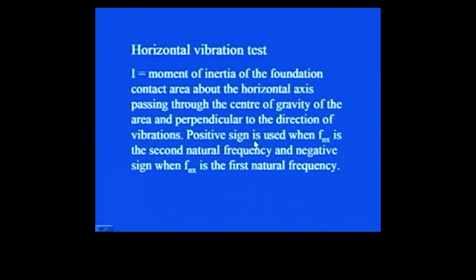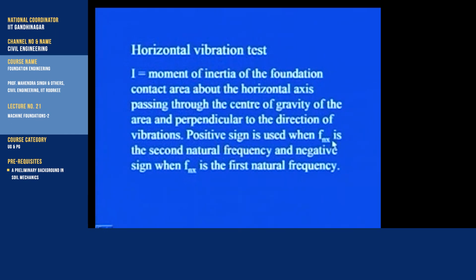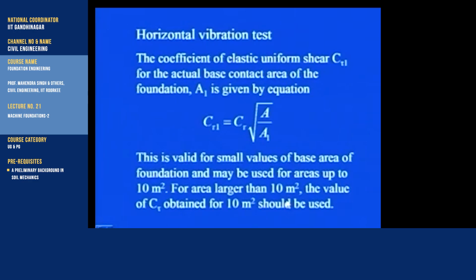Now, in this case, the positive sign is used when Fnx is the second natural frequency and the negative sign when Fnx is the first natural frequency. Just now we saw that using this horizontal vibration test data, we can find out whether it is the lower or higher natural frequency, or the first or second mode. Once we know, you can assign the sign accordingly: positive for the second natural frequency and negative for the first.